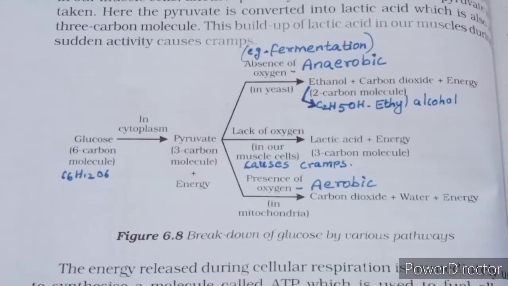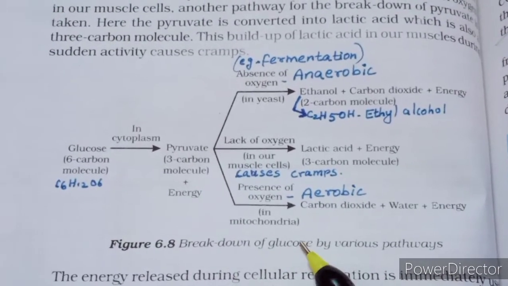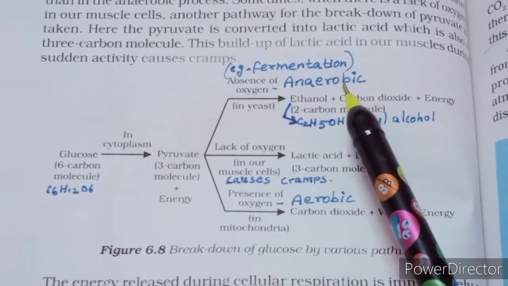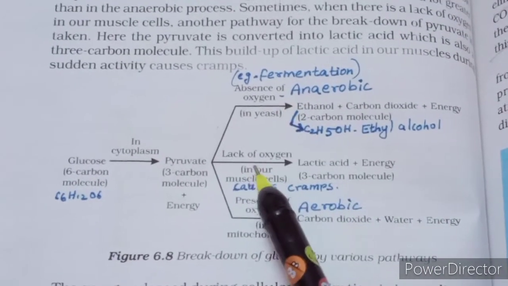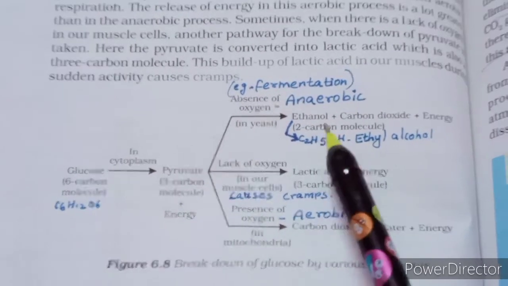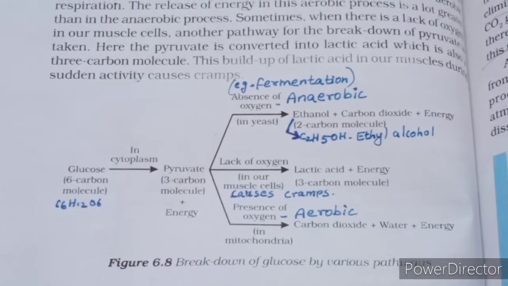If the question comes like write the various pathways involved in the breakdown of glucose, you are supposed to write all the 3 processes like anaerobic, that is the absence of oxygen, lack of oxygen and presence of oxygen. So you have to write this equation and you have to give the explanation for this equation also.